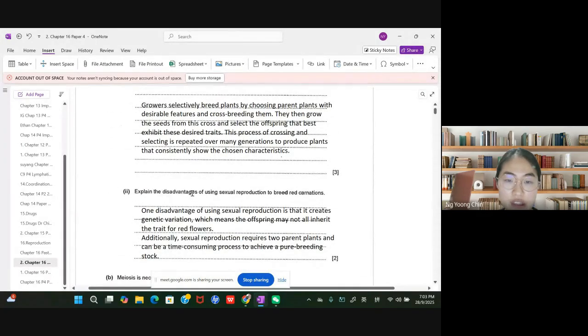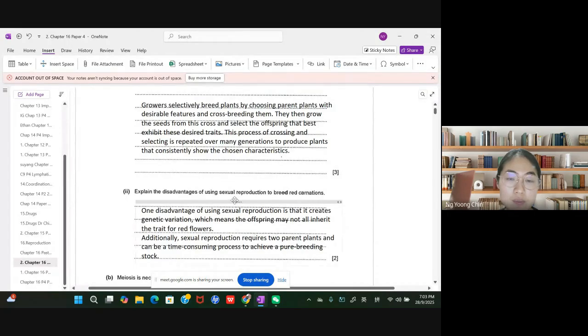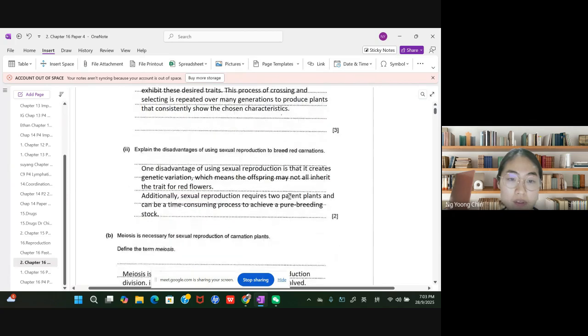Explain the disadvantage of using sexual reproduction to breed the red carnations. Okay, this red carnation is a kind of plant. So what is the disadvantage of using sexual reproduction to breed it? You can say that, because we already know that sexual reproduction, compared to asexual reproduction, uses meiosis, right? The meiosis will produce the gametes. The gametes are either male or female gametes. Later, these male and female gametes need to be fertilized to form a zygote. So that's why you are able to increase the genetic variation, right?